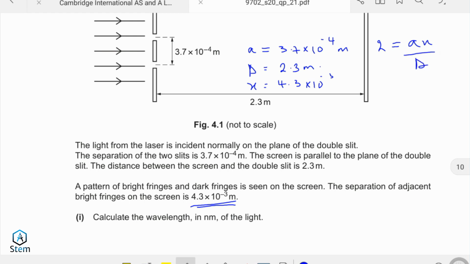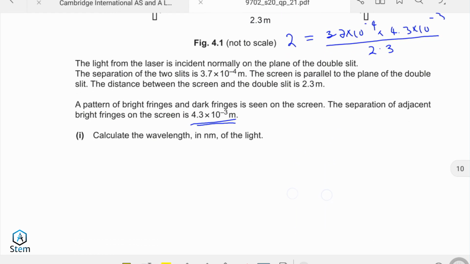And if we substitute the values, we can say lambda is equal to 3.7 times 10 to the power minus 4 times 4.3 times 10 to the power minus 3, divided by 2.3, and we will get our wavelength. Punch that in the calculator, you will get 6.7 times 10 to the power minus 7. So that is the wavelength.